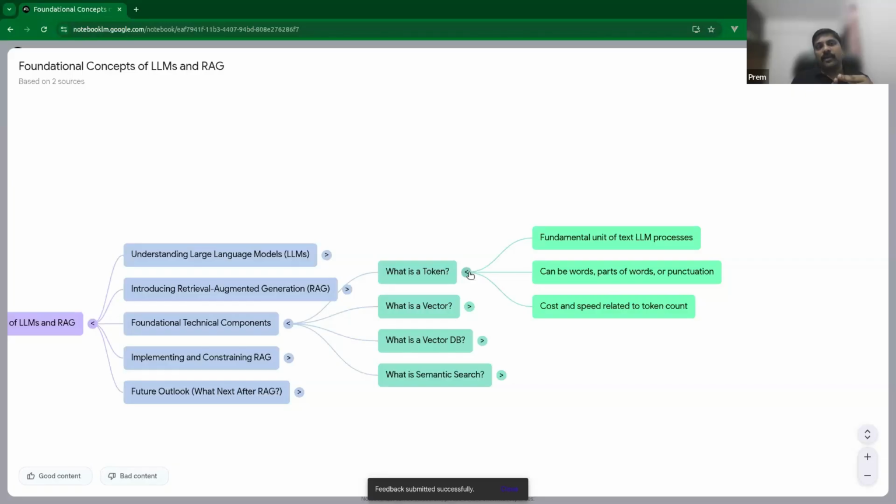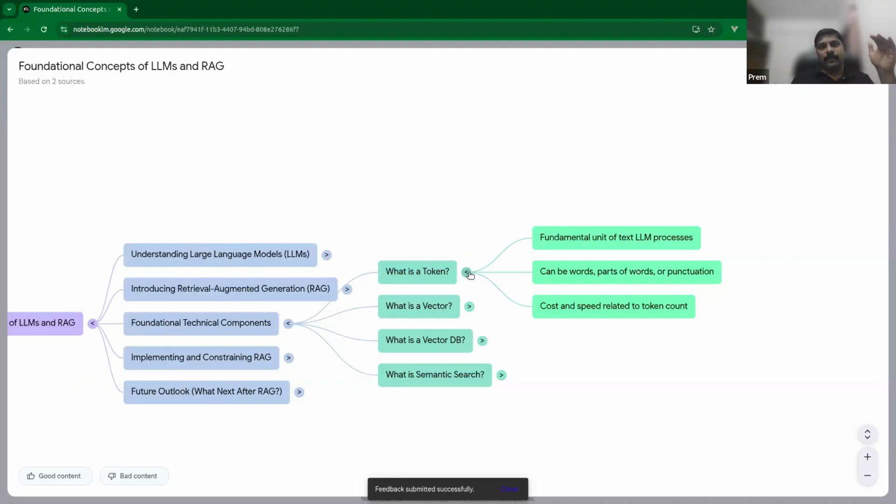So a vector is nothing but you convert each token into a vector, right? You convert each token into a vector, and this combined list of tokens is taken and searched against all the available documents.